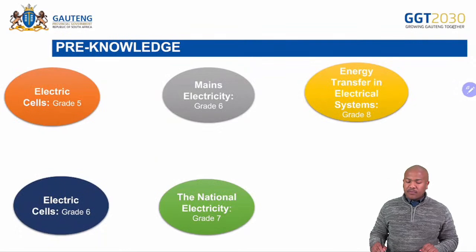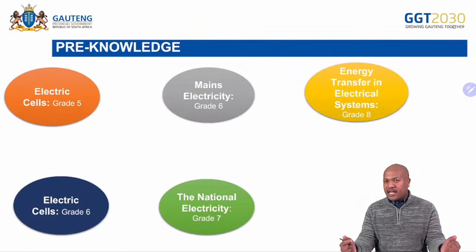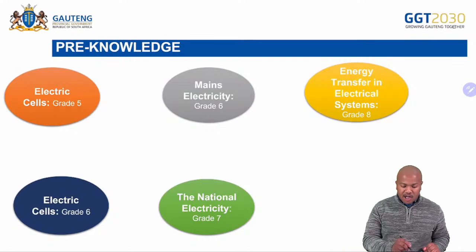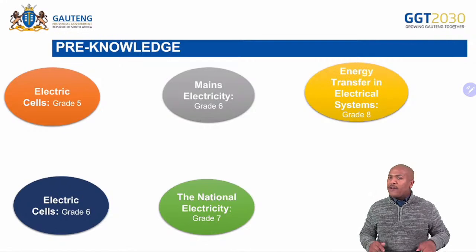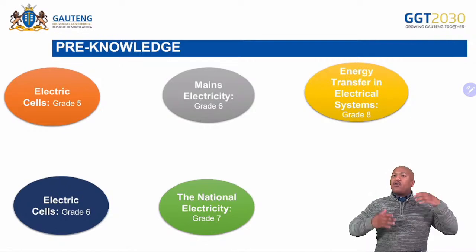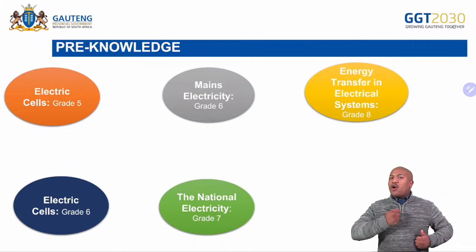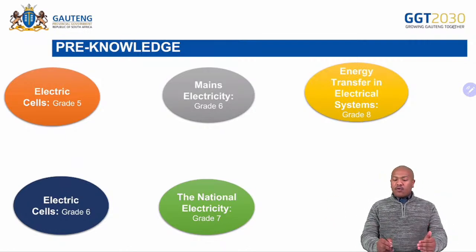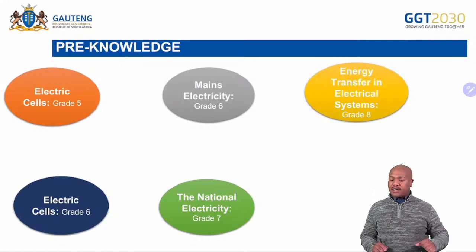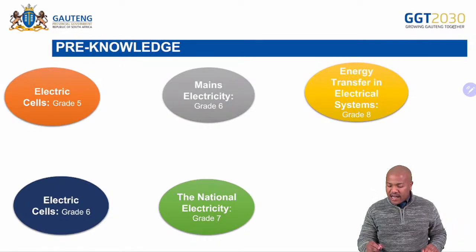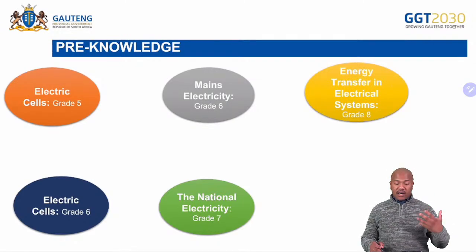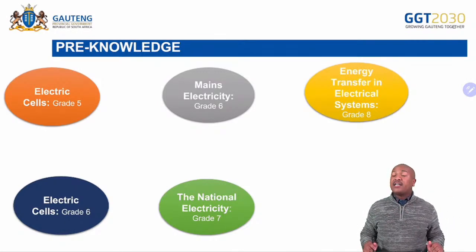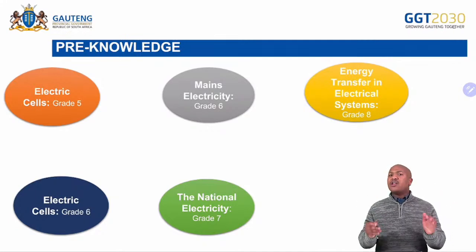Now let's move on. Let's look at what we have done in the previous grades prior to today's topic. So in grade 5, we have done an introduction to electric cells, right? We have done cells where we talked about the conversion of chemical energy into kinetic energy, right? We also have done mains electricity in grade 6. Not only that, we have done energy transfer in electrical systems in grade 8. And also have done what? Electric cells in grade 6. And we've done the national electricity grid in grade 7.